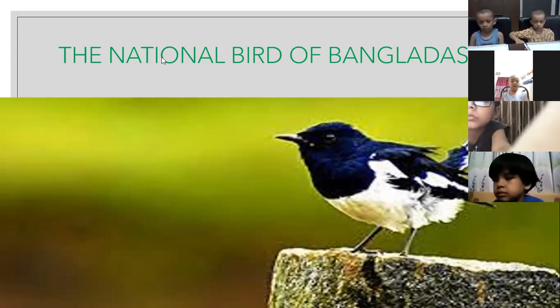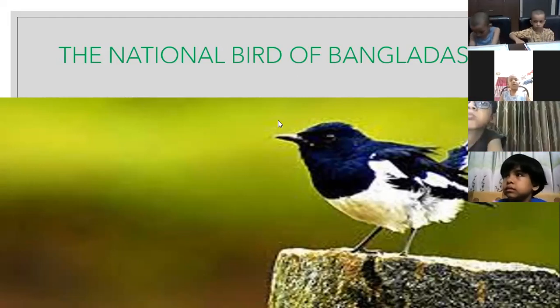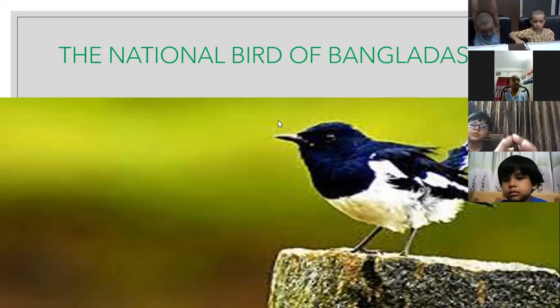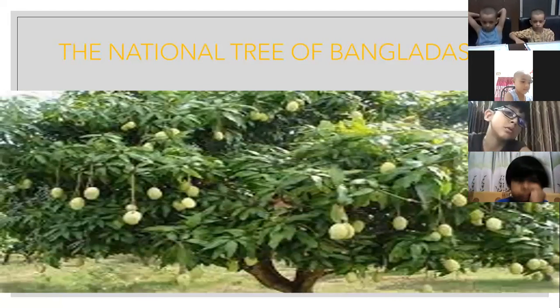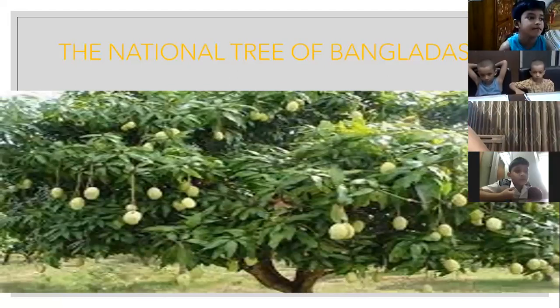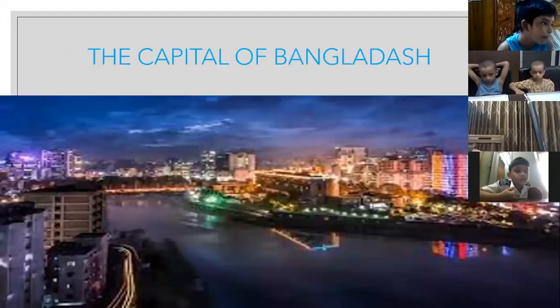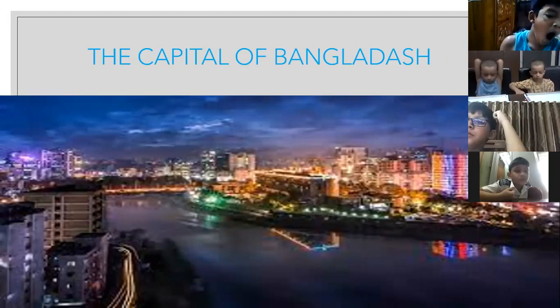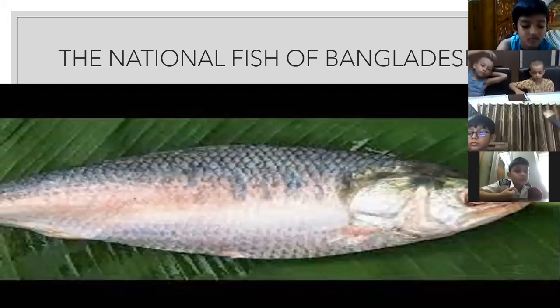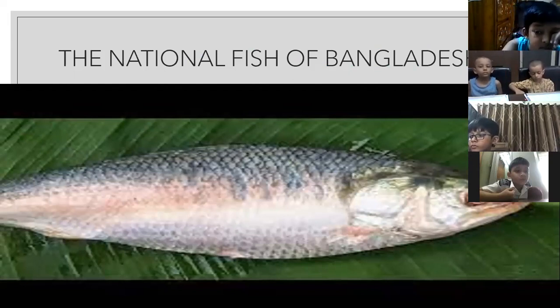Sanim Safi, can you please tell me what's the name of our national bird? Magpie. Very good. What's the name of our national tree? Mango tree. Thank you very much. What's the capital of Bangladesh? Dhaka is the capital of Bangladesh. What's the name of our national fish? Hilsha. Okay, thank you very much.